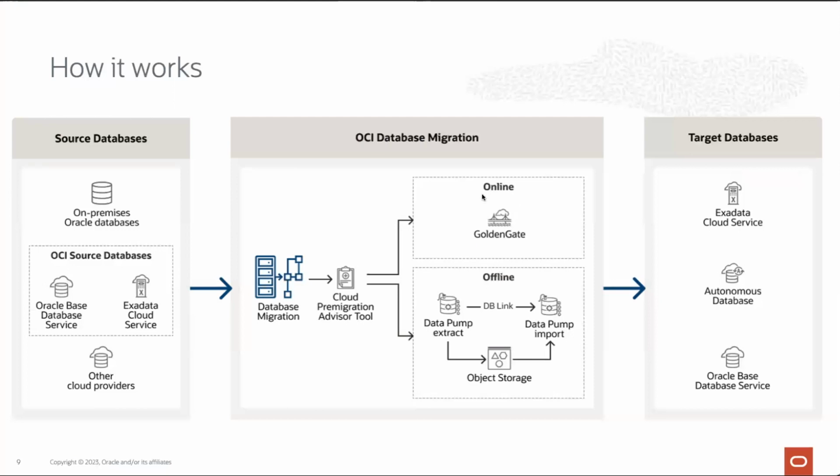And if we do an online migration, then on top of the Data Pump extract and import, we use GoldenGate to replicate the changes from the source to the target. Yeah, and here we have our target databases. We already discussed that.